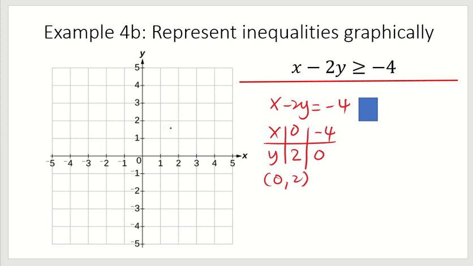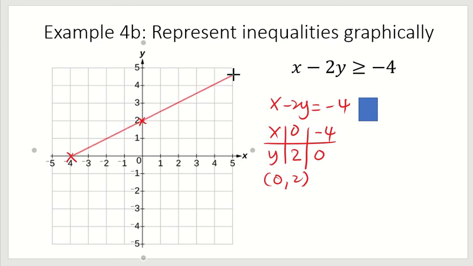The first one is 0, 2. Mark it, 0, 2. Then the second one, negative 4, 0. Don't mark wrongly, positive, negative, look carefully. Then after this, we have to draw a straight line here. You look at the symbol, it is more than or equal to. So equal, we have to use the solid line. Okay, this is your solid line.